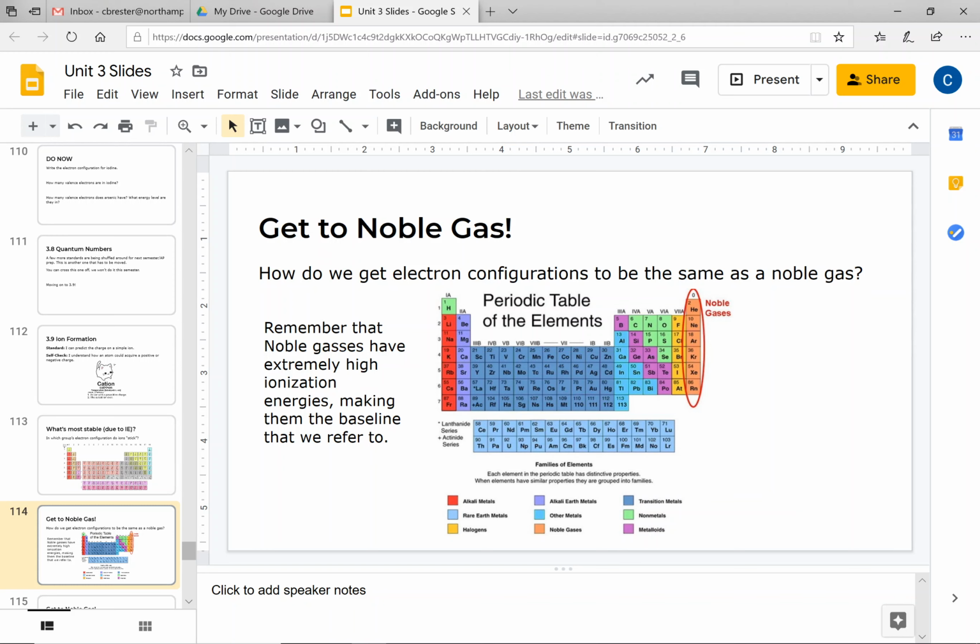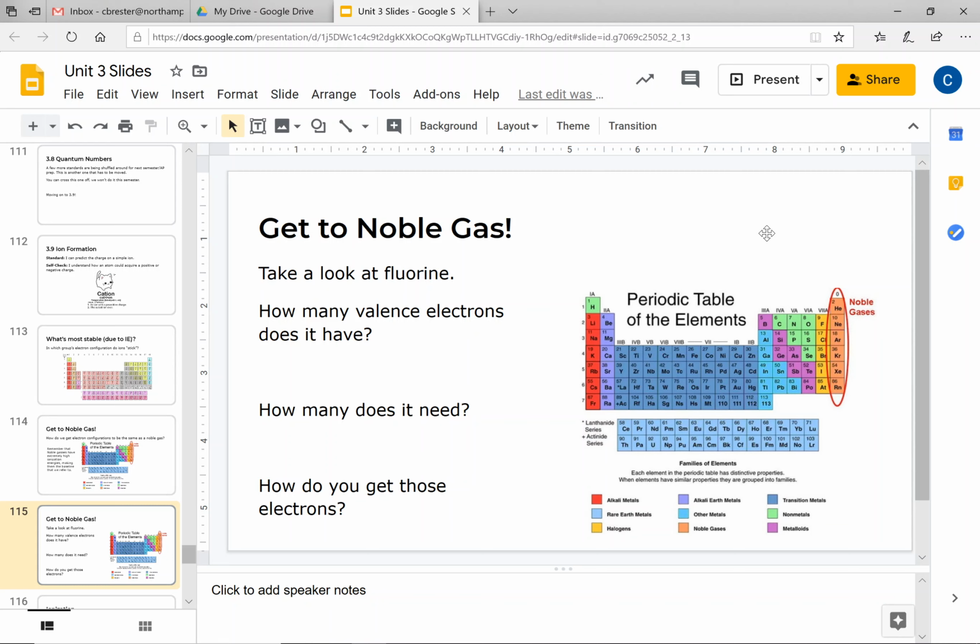Essentially what we're doing when we're looking at electron configurations is we are trying to model them after the noble gas configuration. Like I just said, noble gases have extremely high ionization energies. They're the baseline electron configurations that we are going to refer to from now on. They're the complete electron shells.